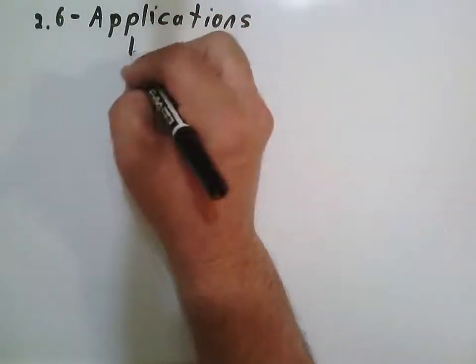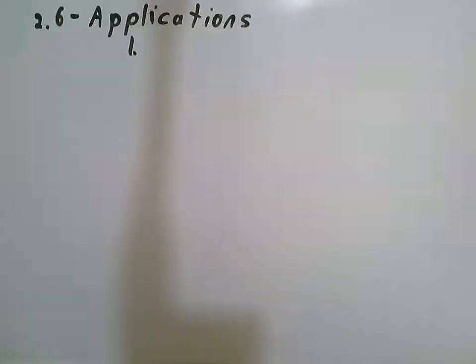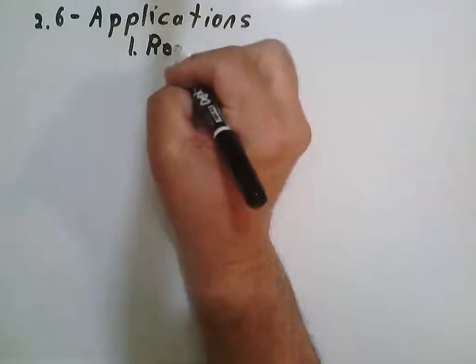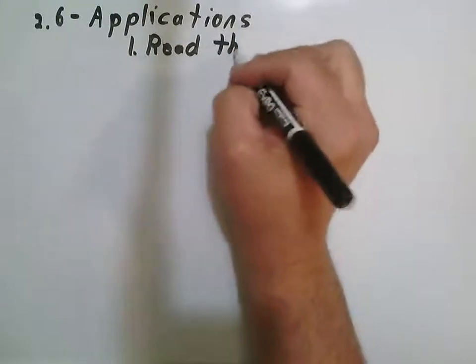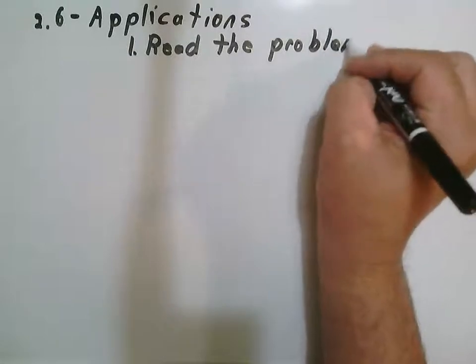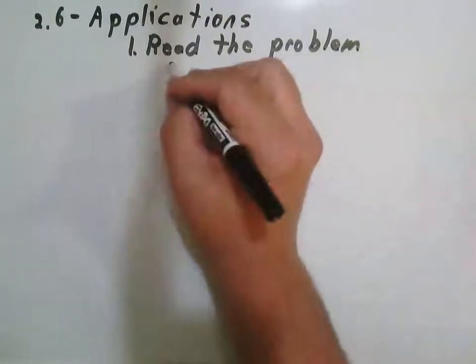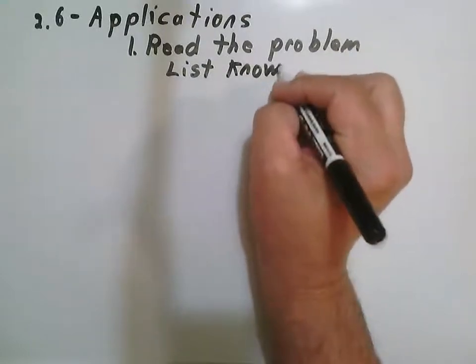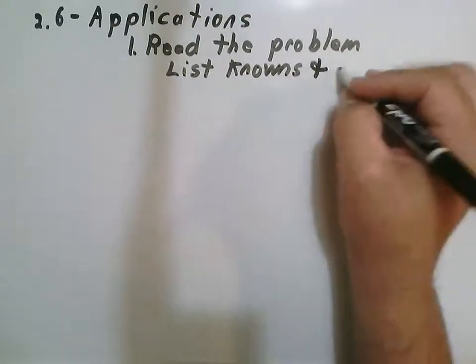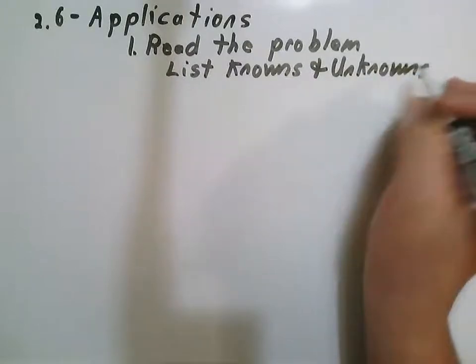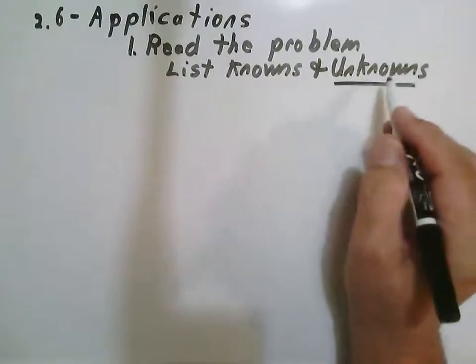So, for all these applications or solving any of these problems, and I'm mainly talking about word problems and things like that, the first thing you're going to do is always read the problem. And when you read the problem, the whole point is you're going to list your knowns and your unknowns. And your unknowns are generally what you're trying to solve. That should be kind of your focus.